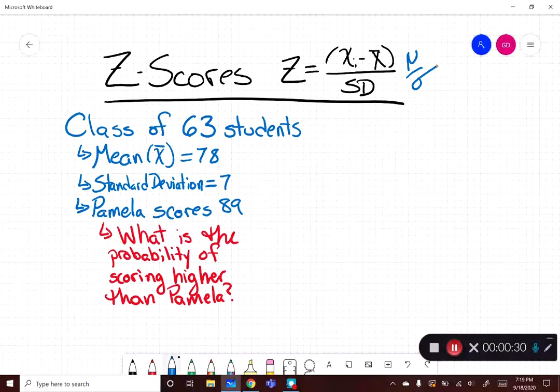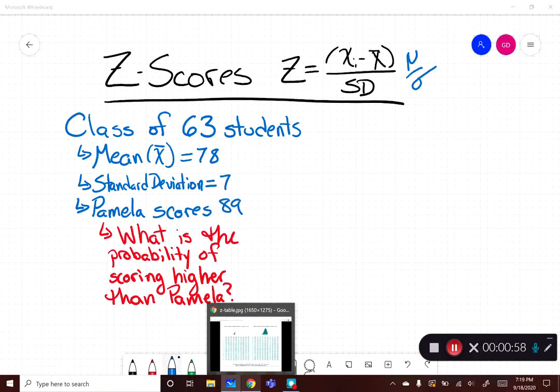They took an exam. The average on the exam is a 78 with a standard deviation of 7. And we know Pamela got an 89 on that exam. We're interested in what is the probability of scoring higher than Pamela on the exam. So we need to look up her z-score and look at what value under the normal distribution, what percentage is to the left. From that, we can take 1 minus that to get what area is left over. And that gives us who scored higher, so the right side.